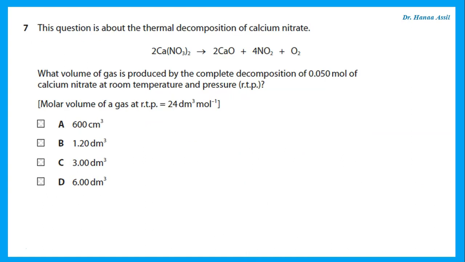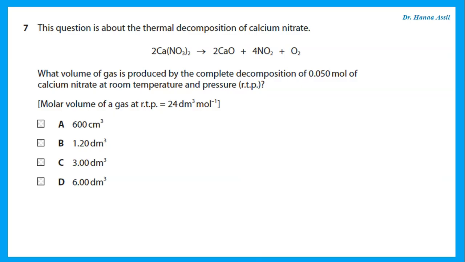This question is about thermal decomposition of calcium nitrate, and we should be familiar with the fact that calcium nitrate, when it breaks up, gives the oxide plus nitrogen dioxide gas plus oxygen. And the question is, what volume of gas is produced by the complete decomposition of 0.05 mole of calcium nitrate? So we're starting with 0.05 mole of calcium nitrate.